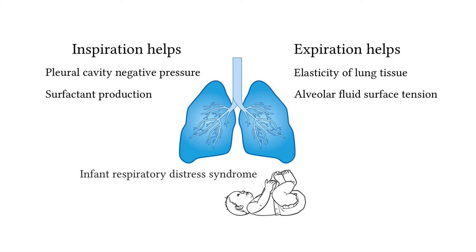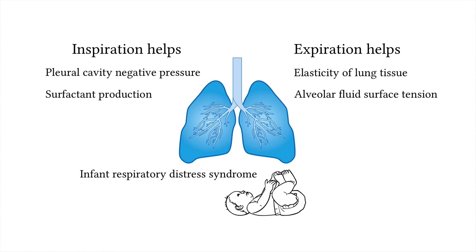Up until a few decades ago, a condition called infant respiratory distress syndrome used to be common in premature babies. The baby had a hard time breathing because, being born early, the lungs were not completely developed, and the cells were unable to make surfactant for the alveolar fluid. So the surface tension in the alveoli would be too strong, which makes it harder to inhale.